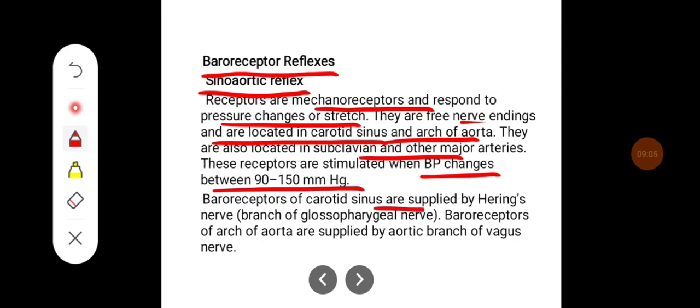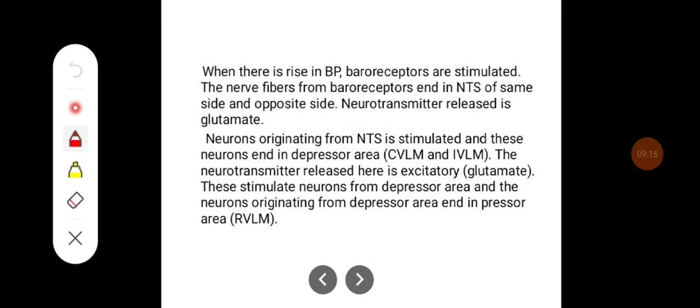Baroreceptors of the carotid sinus are supplied by Hering's nerve, which is a branch of the glossopharyngeal nerve. Baroreceptors of the arch of aorta are supplied by the aortic branch of the vagus nerve. When there is a rise in blood pressure, baroreceptors are stimulated. The nerve fibers from baroreceptors end in the nucleus tractus solitarius of the same side and opposite side. Neurotransmitter released here is glutamate.